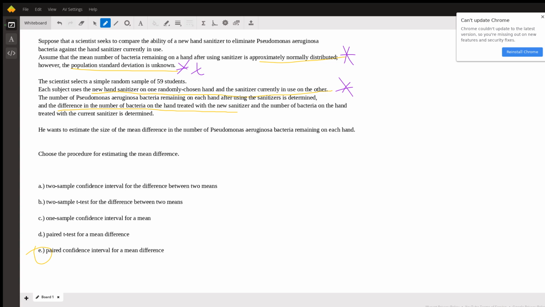The next thing we want to look at is that we're looking at the amount of bacteria on one hand versus the other, using one hand sanitizer and then the other hand sanitizer. So we're looking at the difference between the two hands. That tells me I'm going to have a paired test. I'm looking specifically at a single person, and on that person, how much bacteria do you have on your hands with option A, hand sanitizer, the one that you currently use, and option B, the new hand sanitizer. So that tells me it's paired.